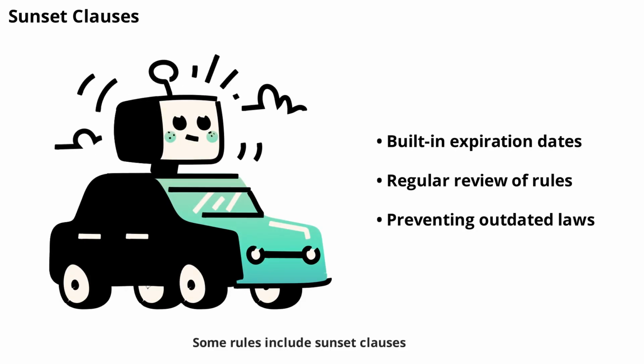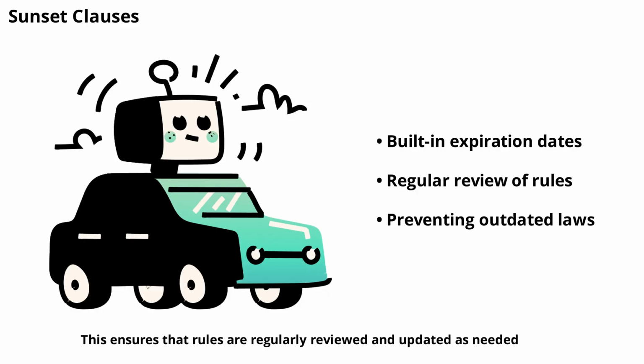Some rules include sunset clauses, which set an expiration date for the regulation. This ensures that rules are regularly reviewed and updated as needed. If a rule is still necessary, it can be renewed. If not, it automatically expires, preventing outdated laws from lingering.